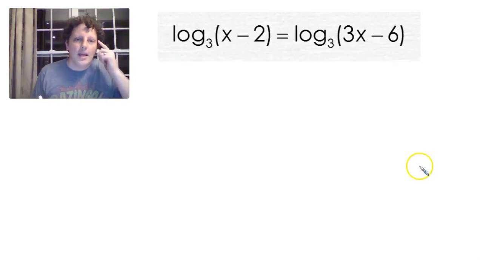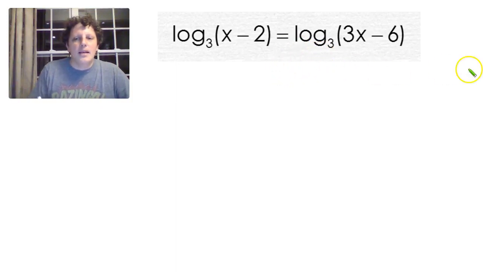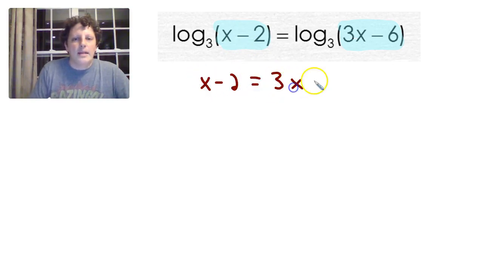First up, we have log base 3 of x minus 2 equals log base 3 of 3x minus 6. What I want you to notice here is that the base of the log is the same on both sides of the equal sign, and there's nothing on the left side or the right side other than the log. Since that is the case, what is inside of the log on the left must be equal to what is inside the log on the right. This hopefully makes sense to you: everything else being equal, the insides must be equal too. So we're just going to say x minus 2 must be equal to 3x minus 6.